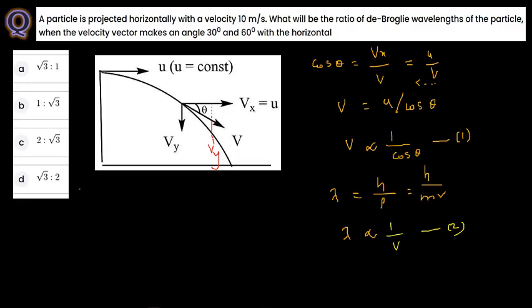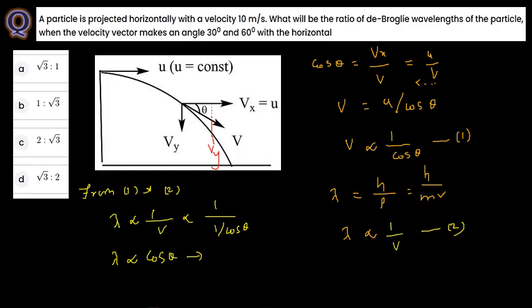From equation 1 and 2, lambda is proportional to 1 divided by v, and you just substitute the value of v, 1 divided by 1 by cos theta. So lambda is proportional to cos theta. Again, lambda 1 is proportional to cos theta 1, lambda 2 is proportional to cos theta 2. From here, lambda 1 by lambda 2, that's what they have asked, the ratio, is cos theta 1 divided by cos theta 2.